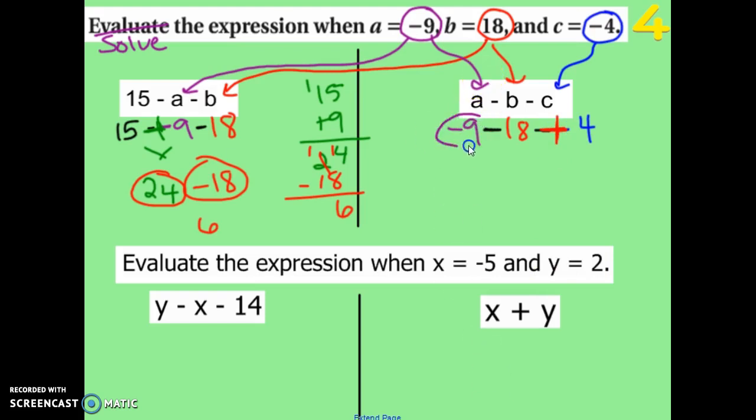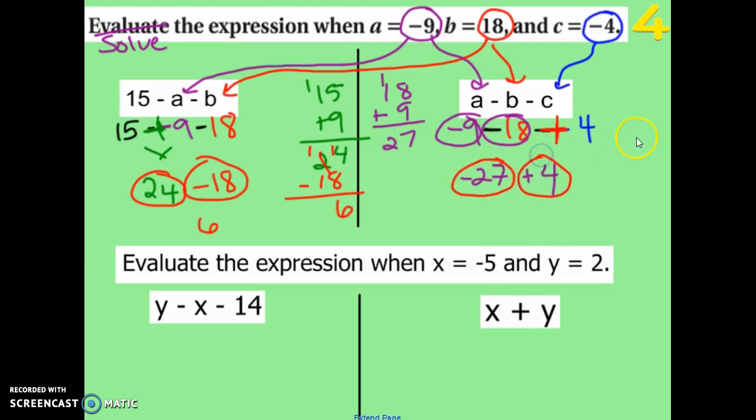So starting on the left, just looking at the first two, negative 9 combined with negative 18. Same sign, add and keep. 18 plus 9 gives 17, and then 2, so 27. They're all negative, so keep the negative. Plus 4. And then here, negative, positive, different sign, subtract. 27 minus 4 should give us 23. And there's more negative, so negative 23.